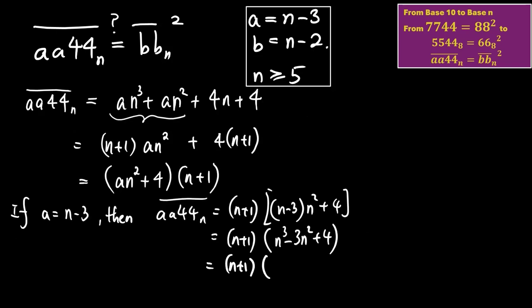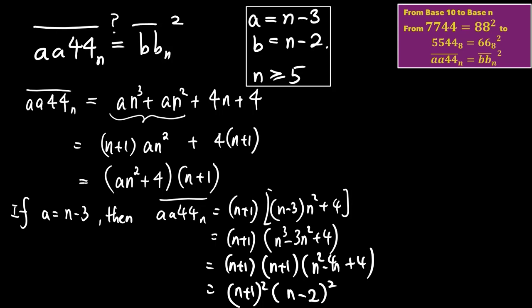So it is n plus 1 times n cubed minus 3 n squared plus 4. And n cubed minus 3 n squared plus 4 can be written as n plus 1 times n squared plus 4, minus 4n. So it is n plus 1 squared times n minus 2 squared. So the left hand side equals n plus 1 squared times n minus 2 squared.